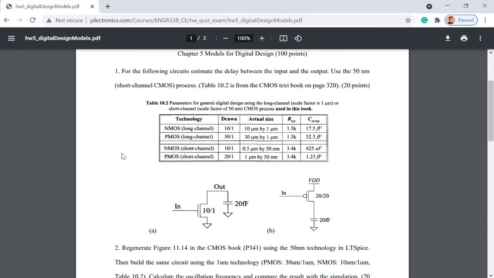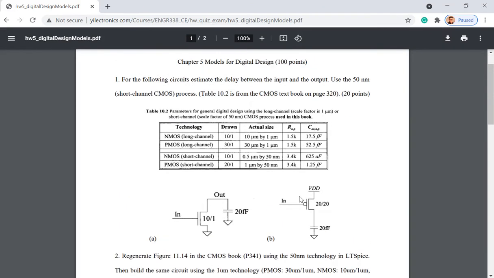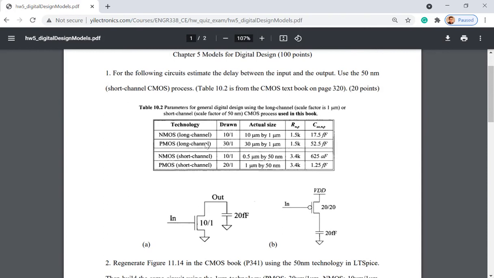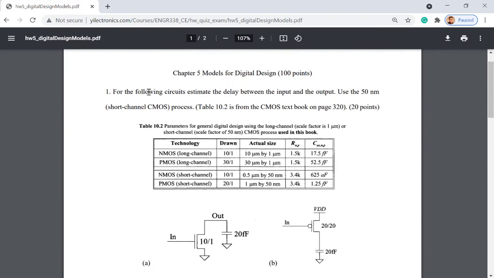1B. So this is a 20/20 PMOS, but in the table it's 20/1. So how can I know this is for a short channel, not the long channel? I've told you here, right? So it's a short channel CMOS process, so you don't want to use the long channel ones over here. It's going to show up in the final exam. Just pay attention to it, right?